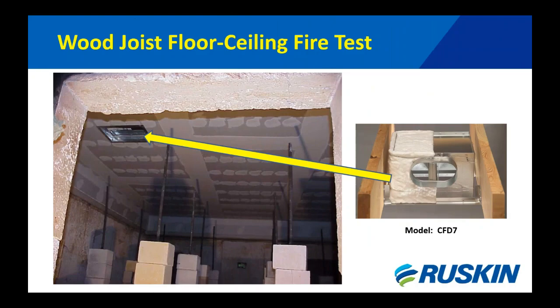So these next few slides are from a floor ceiling assembly fire test. This was a wood joist type system. You can see in the photo to the right, we have our model CFD7. This is geared for 2x10 and 2x12 wood joist floor systems. What you see off to the left is the radiation damper that's installed. This is at the UL test facility, so they're testing a full-scale floor assembly. Down below is the furnace, where they generate the heat.